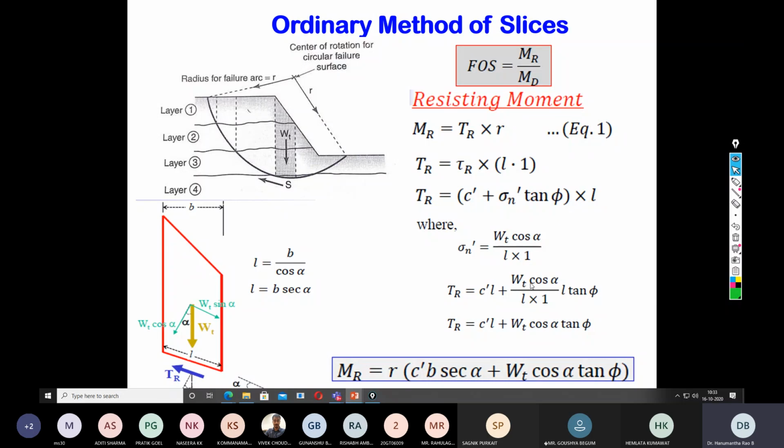So here also, Wt cos alpha by area is already known. So this is normal force multiplied by tan phi multiplied by the length. If you simplify this, what you will get is Tr is equal to C dash L plus Wt cos alpha tan phi. If you multiply it with a lever arm distance, what you get is the total resisting moment. Mr is nothing but R multiplied by Tr, and Tr is C dash L plus Wt cos alpha into tan phi.